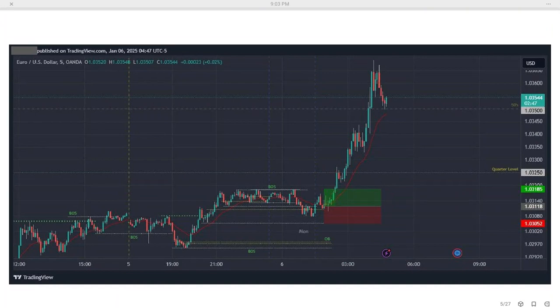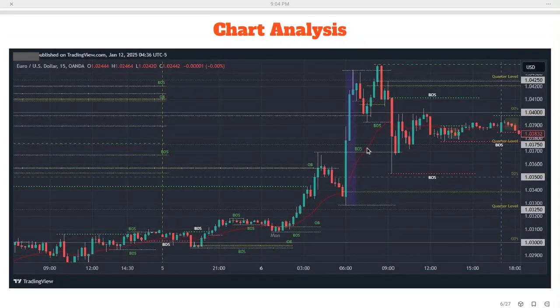Now with me, most of my trades I go for a 1-to-1 risk to reward and then I call it a day, or I could take 70% of the profits and leave 30% running at break even. Here's the chart analysis. I bought here on the 5-minute time frame. This is a 15-minute time frame.